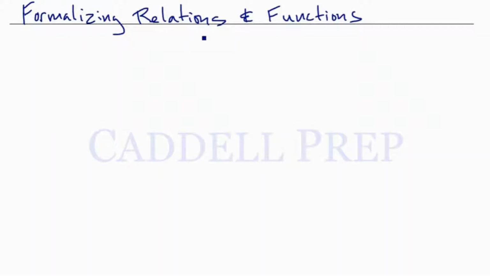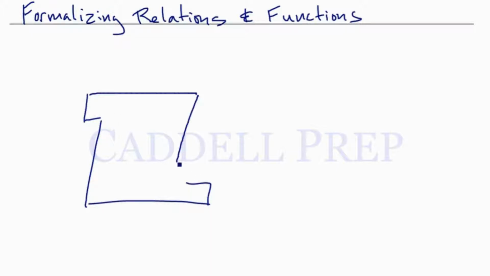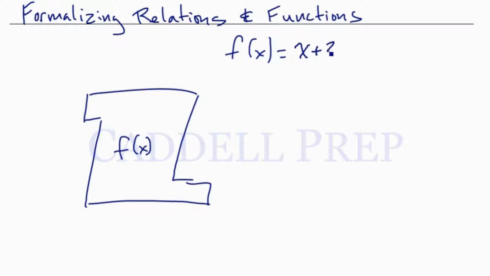All right, let's go over formalizing relations and functions. So let's start off with a type of function machine. So this is the function machine for f of x. And we could say f of x is x plus 3. So this just means that our function is dependent on the variable x, which could change.